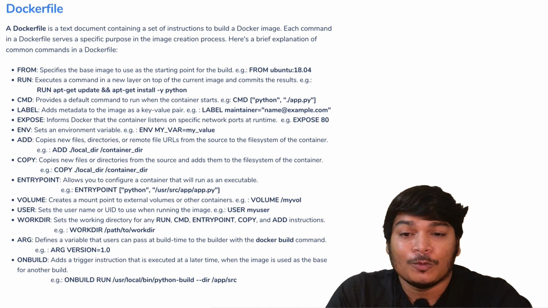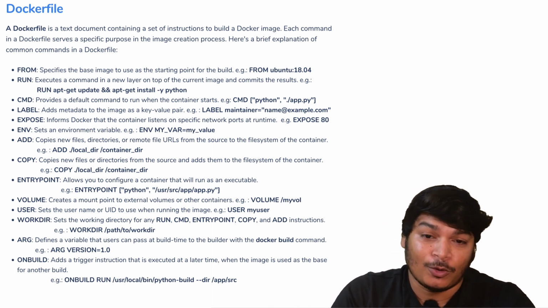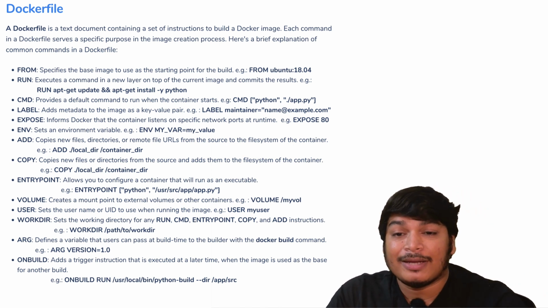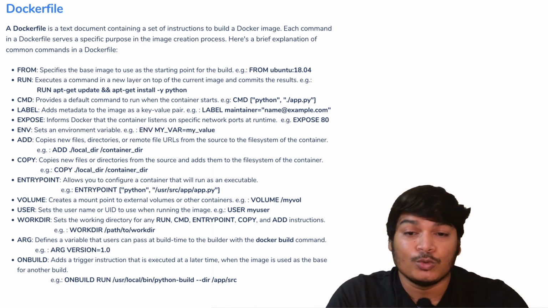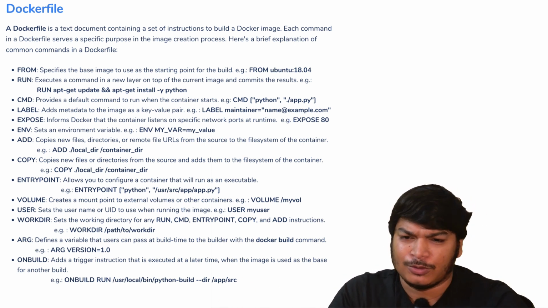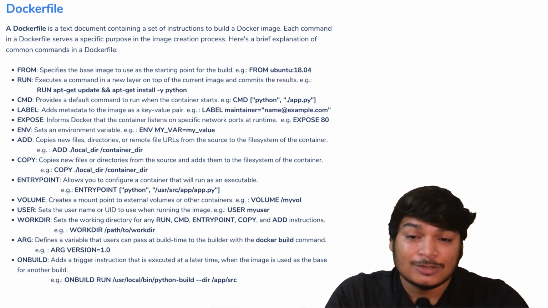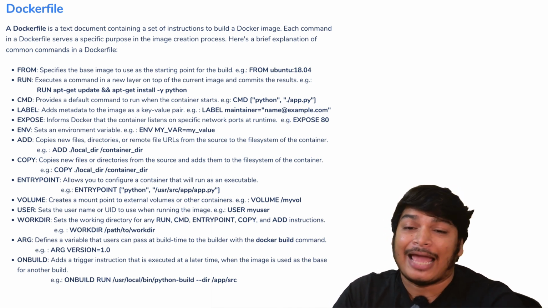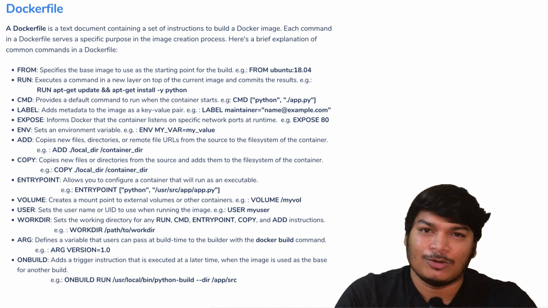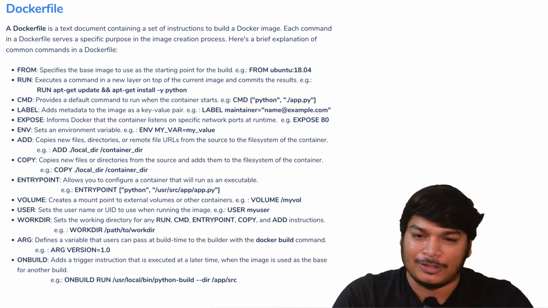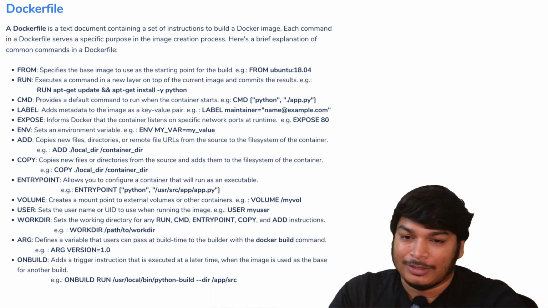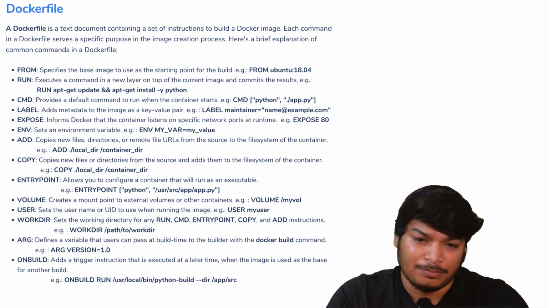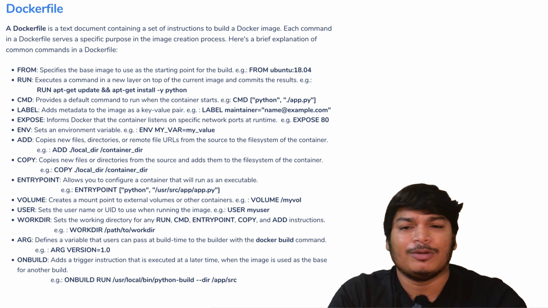Then the VOLUME. VOLUME creates a mount point to an external volume or a container. For example, VOLUME, then my volume. Now this USER command. The USER command sets a username or UID to use when running the image. For example, USER my user. Then WORKDIR. The WORKDIR command sets the working directory for any RUN, CMD, ENTRYPOINT, COPY, or ADD instruction. For example, WORKDIR, then the particular path where you want to host or store your application. Then ARG, or arguments. This defines a variable that users can pass at build time to the builder with the docker build command. For example, ARG version equal to 1.0.